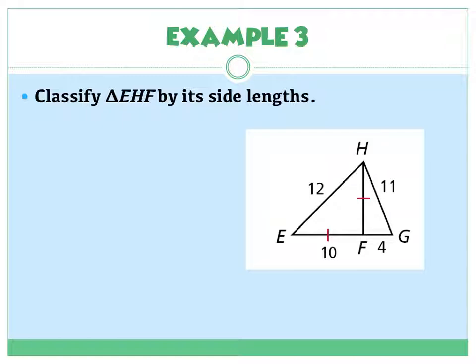So classify triangle EHF by its side lengths. So we're looking at EHF. What type of triangle do we think this is? Isosceles. Because we have these tick marks that show that side EF and side FH are the same. So both of these would be 10. So we have two sides of the triangle that are equal, so this would be an isosceles triangle.